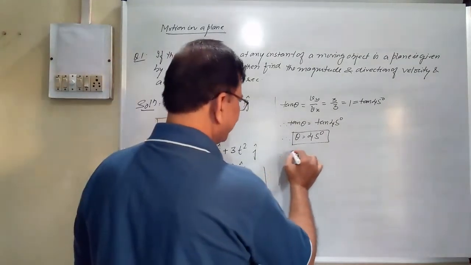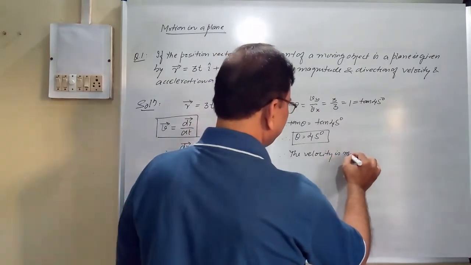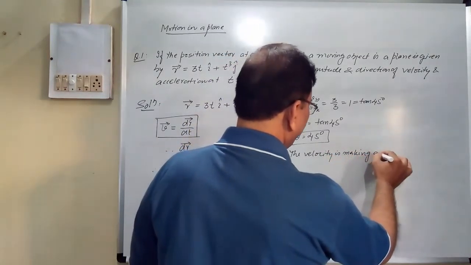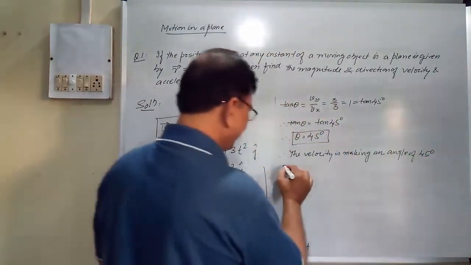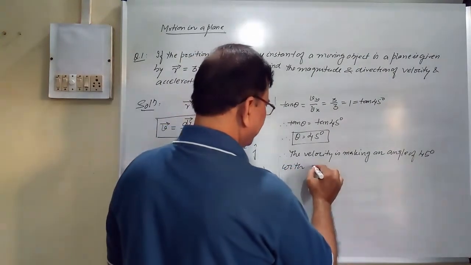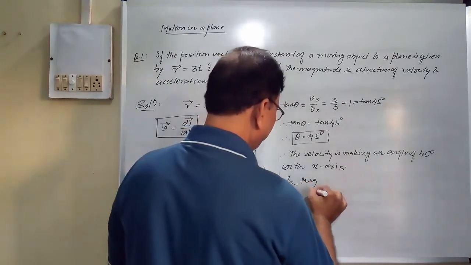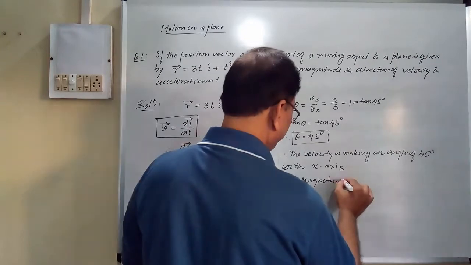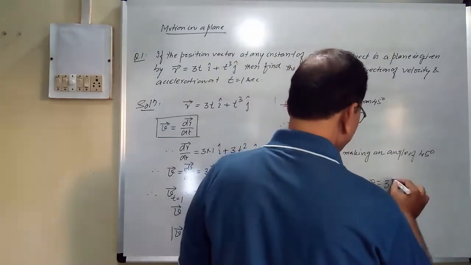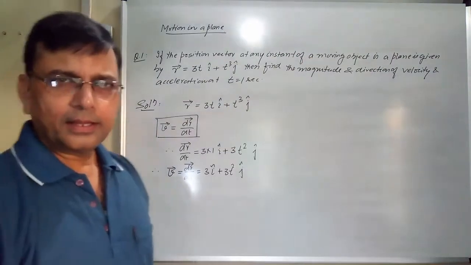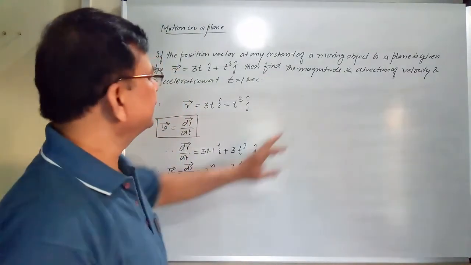So therefore the velocity is making an angle of 45 degrees with the x-axis, and the magnitude, that is V, is equal to 3 under root 2 unit. Now the velocity vector is clear, magnitude and direction we found. Now we have to find the acceleration.